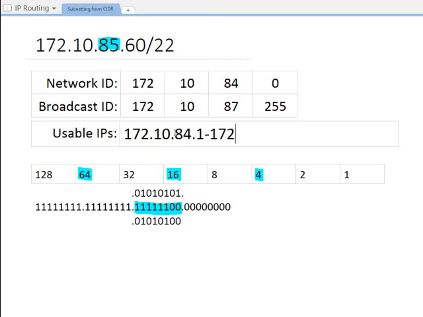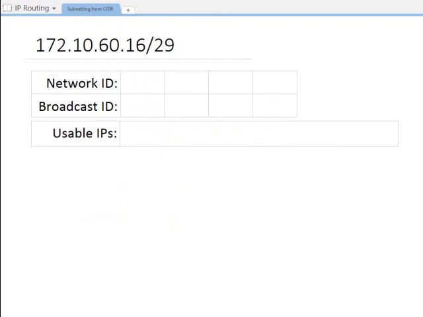172.10.84.1 through 172.10.87.254. Now I'm starting to work my way down and see how well this works. Let's just do one more example. I would recommend you pause the video at this point and try to work this out, and then you can resume it again and see how it works. I'm going to assume you'll do that in your own timing.